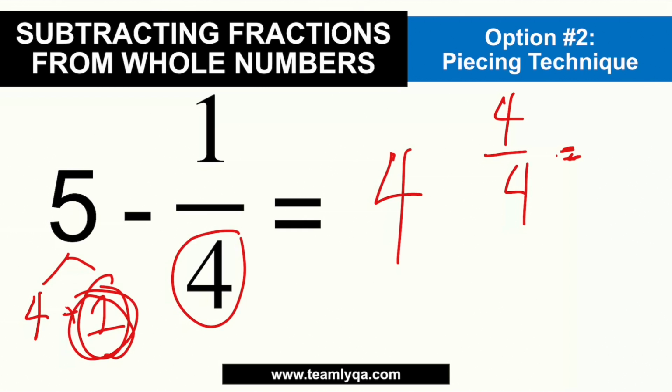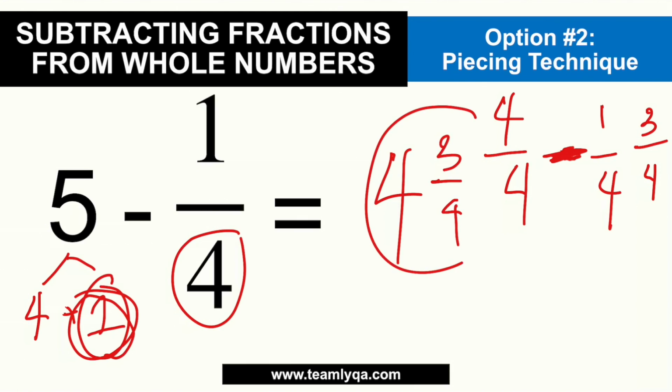So, ibig sabihin yung 4 over 4, dyan ko na lang ibabawas ngayon yung 1 over 4. Again, madali na. This is going to give me 3 over 4. And then, ikakabit ko na lang siya dito. 4 and 3 over 4 ang tamang sagot.